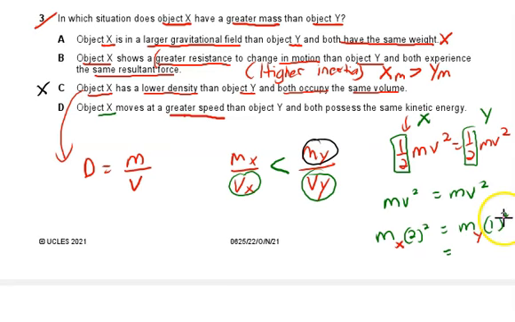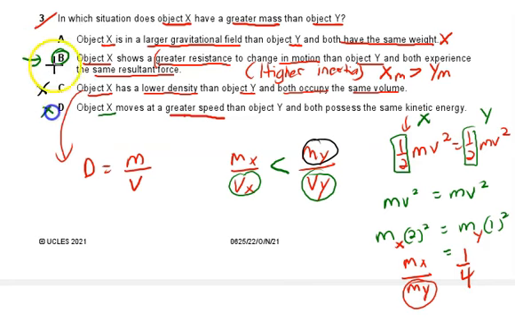So here you will have mx over my, and here will be 1 over 4. So the ratio of the mass here shows that the mass of Y is much higher. So your best answer here will be B. Since D is wrong, A is also wrong. Okay, so this is the explanation for question number 3.